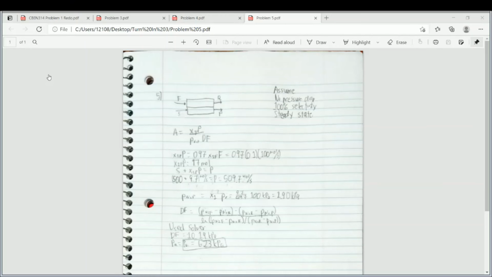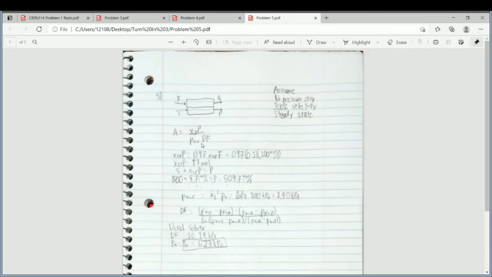So for this last problem, we had a separation problem. We were using a membrane to separate. And for the mass transfer, we needed to find the pressure required up top to achieve 97% filtration of the nitrogen from the methane. So this is our formula.